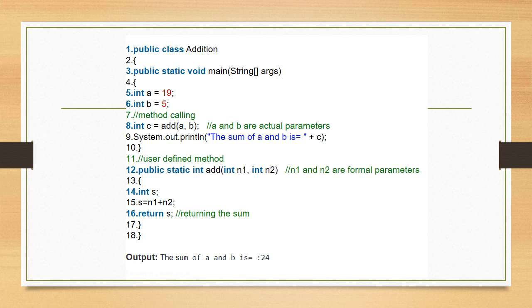Whatever value is stored in S will be stored in C, and then according to statement number 9, this value will get printed, that is the sum of 19 and 5. So when you see the output of this program, it will say the sum of a and b is 24. That is the sum of 19 and 5.